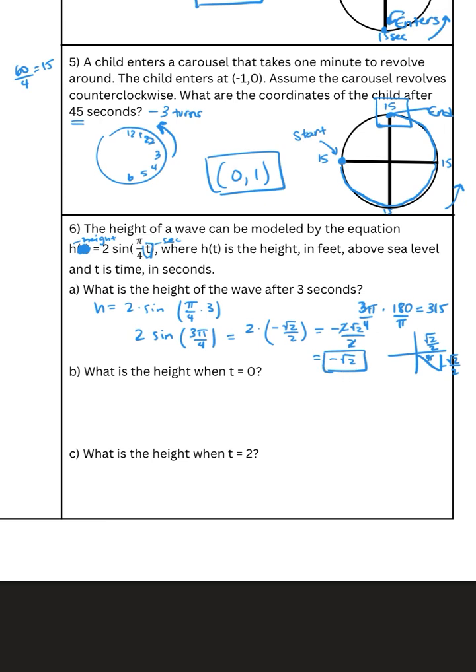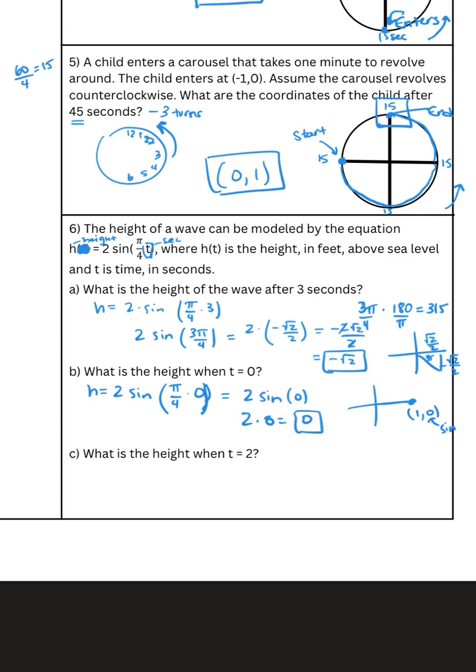I'm going to go ahead and do the same thing when height equals 0. H equals 2 sine of pi over 4 times 0. So that is 2 times sine of 0. So then I'm going to just look and see at 0, what is my sine? Well, my coordinates are 1, 0. So my sine is 0. So it's basically 2 times 0, which is just 0.